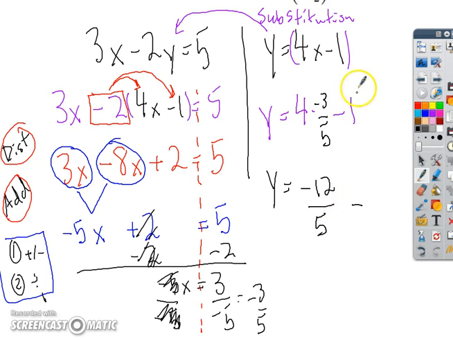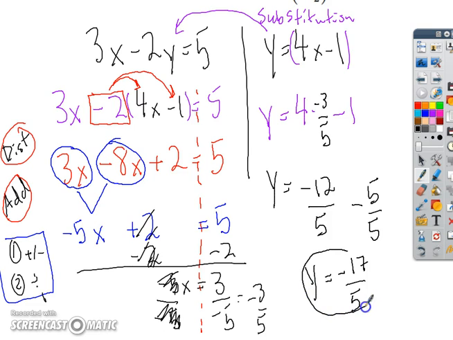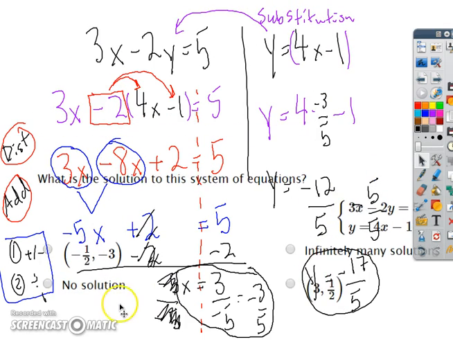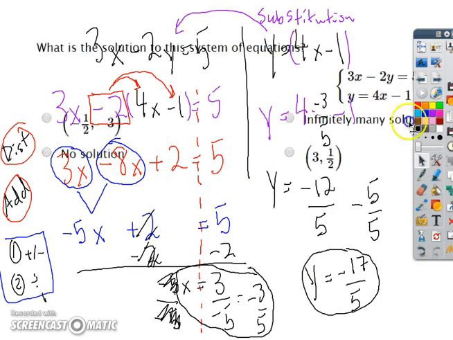Minus, and then 1 is the same thing as 5 over 5, for a grand total of 12, and 5 makes 17 negatives. Okay, so I'm going to circle that here, and then the x value was here. And making my final solution, x equals negative 3/5 and y equals negative 17 over 5. When I grade this, I will give credit for either infinitely many solutions or no solution, because when they designed the test, they got this one wrong.